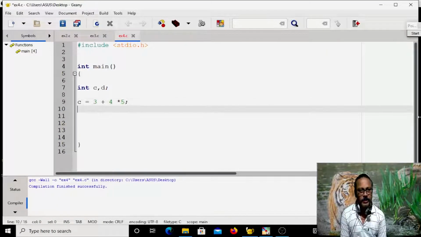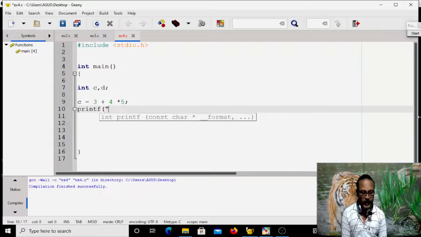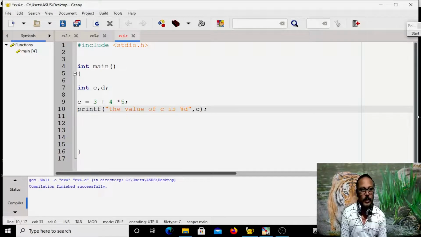But what is the result of C? Any guesses? 4 star 5 is 20, 23, or 3 plus 4 is 7, 7 star 5 is 35. So is it 35 or 23?